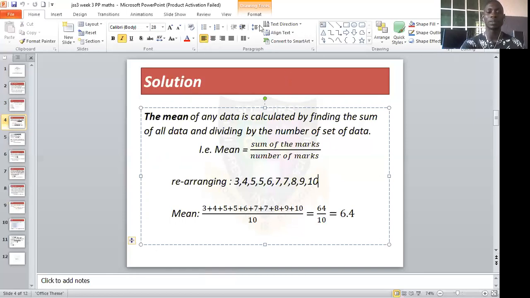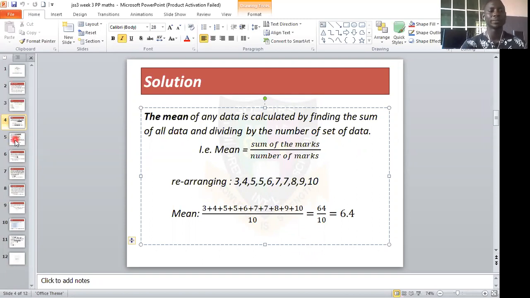64. And the number of set data is what? 10. So that gives us 64 over 10, which gives us 6.4. 3 plus 4 plus 5 plus 5 plus 6 plus 7 plus 7 plus 8 plus 9 plus 10 divided by 10 will give us 64 over 10 equals 6.4. So the mean is 6.4. This is how to calculate your mean.